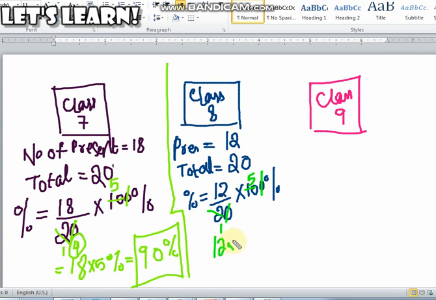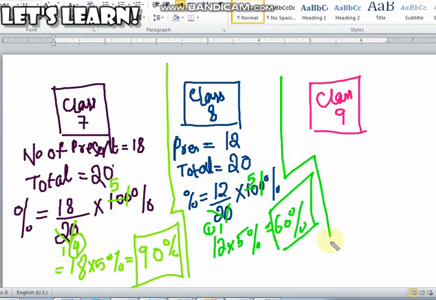So now 12 5s are what? 12 into 5% is how much? So 5 2s are 10. 1 carry over. So 5 1s are 5 plus 1 is 6. So we are getting 60% as our answer. So we say that 60% of the students are present in class 8.